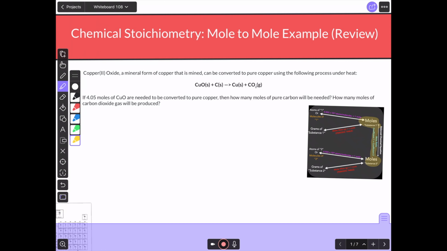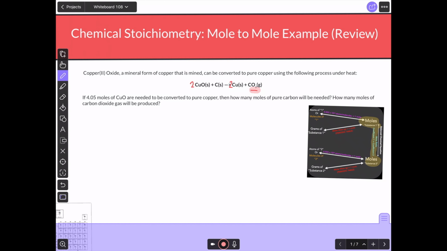We'll tackle the carbon first, but what we should always do before we do any type of stoichiometry is make sure our reaction is balanced, our equation is balanced. We notice here that we have two oxygens. And over here, on the reactant side, we only have one, so we'll put a 2 in front of our copper 2 oxide. That balances out our oxygens. Now we have two coppers that we have to contend with, so that will balance our coppers, and we have a balanced reaction. Now that our reaction is balanced, we can proceed with the problem.